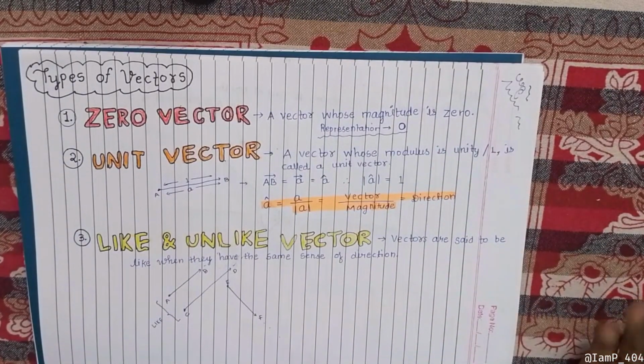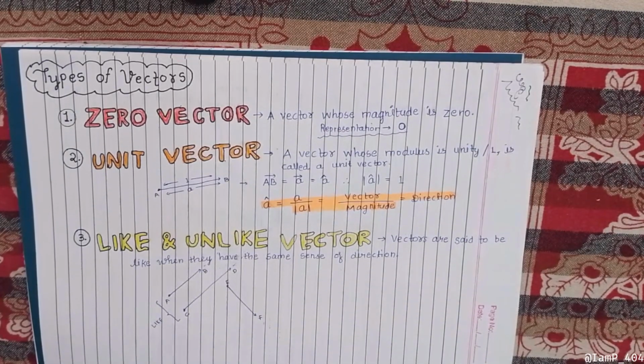How can you represent them? They are not represented by anything, they are just zero. Then comes the unit vector. Unit vectors are those vectors whose magnitude is unity. When I say unity, it is 1, it means its magnitude is 1.